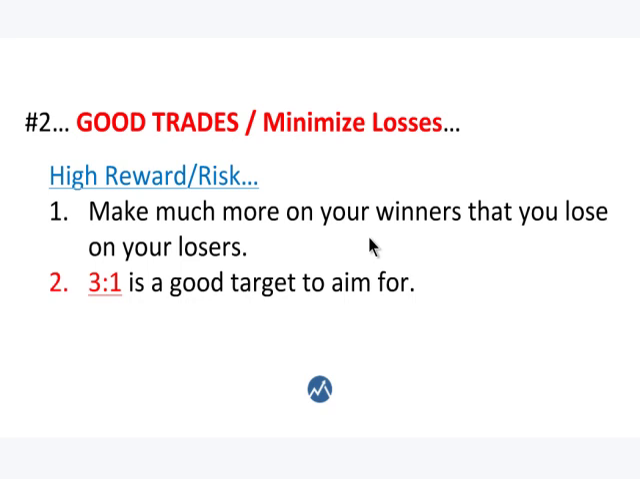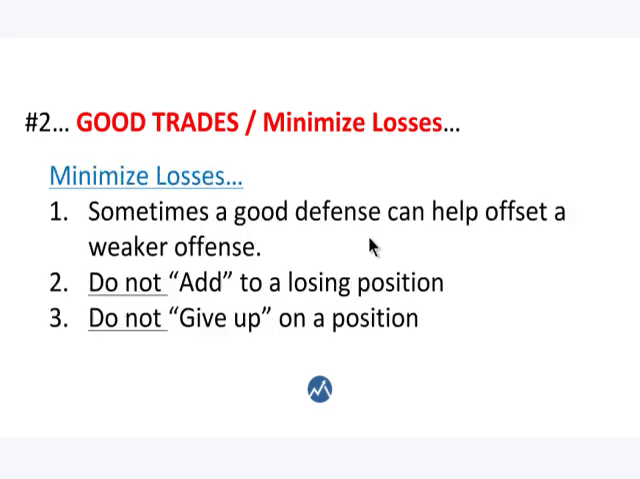Now, from the standpoint of making more on your winners than you lose on your losers, I like to have a reward risk ratio of 3 to 1 when I'm taking directional trades. For every $1 that I risk, and that's utilizing a stop loss, I want to make $3. The idea is that sometimes a good defense can offset a weaker offense, and part of that is using stop losses like we were talking about.